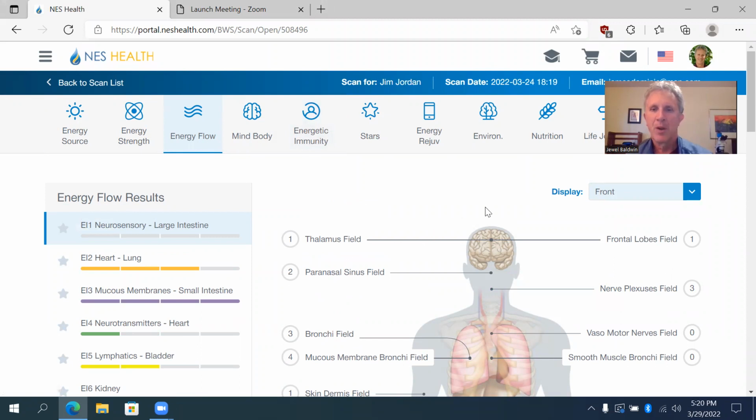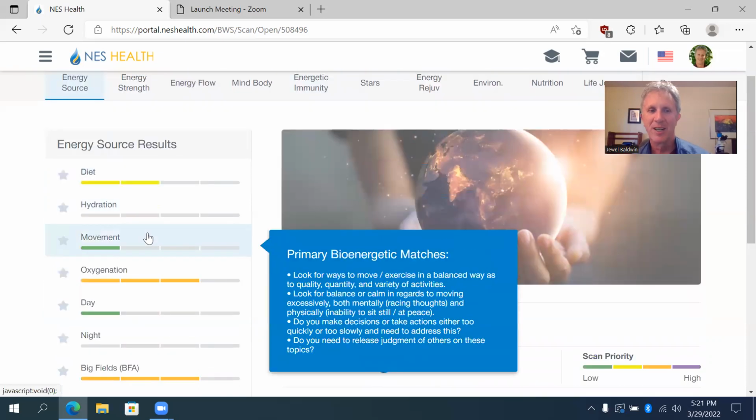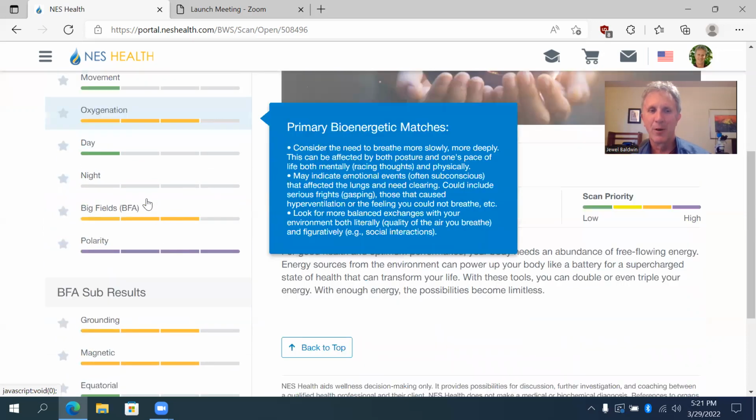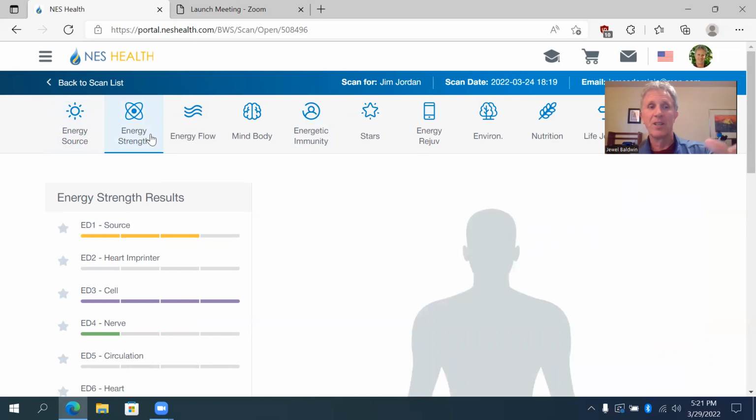So essentially, I'm probably just going to cover one screen here because this is a lot of information. I just want to give you chunks of information. The first part, we covered energy source, which is where you get your energy from in the environment, diet, hydration, exercise, oxygen, circadian rhythms, Earth's energy, things like that. Then we went to the energy strength screen, which is the strength of the organs and systems of the body, the actual strength, whether you have enough energy to run those systems.